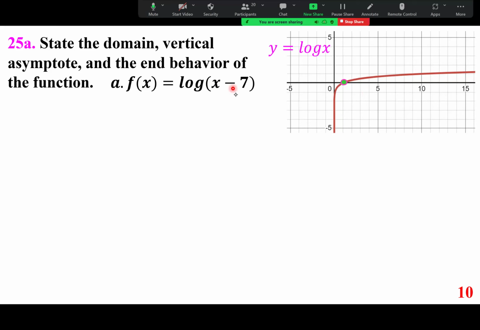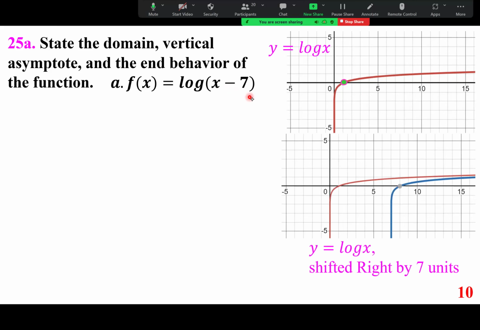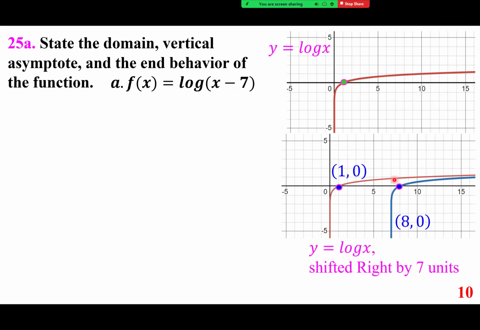So what is the effect here? X minus 7. So we are going to shift y equals log x to the right by 7 units. When we do that, it creates this graph. So the x-intercept, which was located here at (1, 0), now goes to (8, 0). And the vertical asymptote, which was the y-axis, now is x equals 7. All you have to do is set this one equal to 0, and you see that.